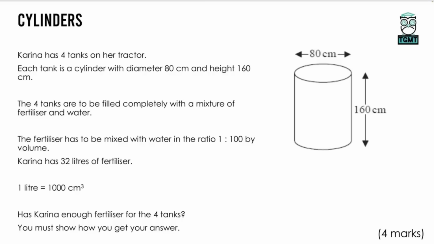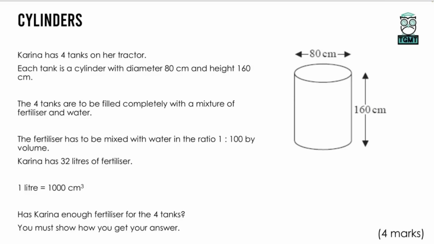It says here, Karina has 4 tanks on her tractor. Each tank is a cylinder with diameter 80 and height 160. The 4 tanks are going to be filled completely with a mixture of fertiliser and water. The fertiliser has to be mixed with water in the ratio 1 to 100 by volume.